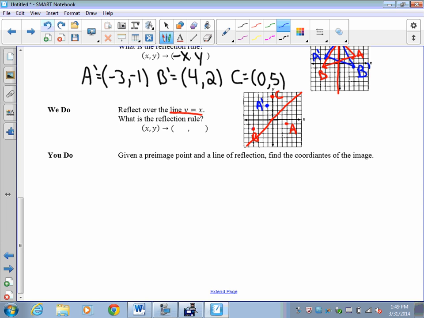The same thing with B. We go diagonal 1 block, so we need to go diagonal another block. So that means B prime is going to be there. And finally, we have C prime. We go 1, 2 and a half. So we go 1 and a half, 2 and a half. That's where it's going to fall. So C prime. So this is my image in blue.